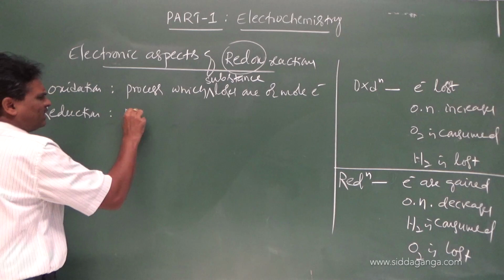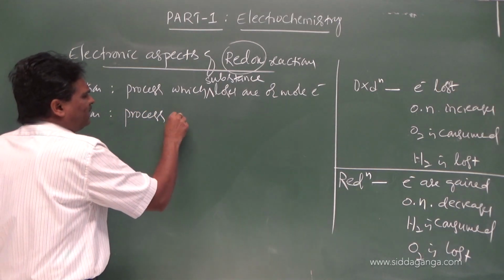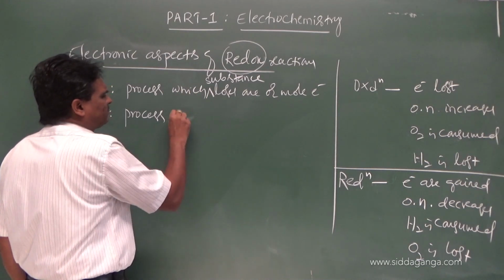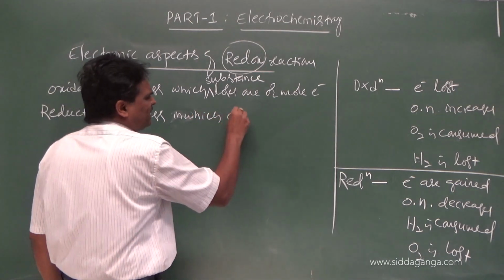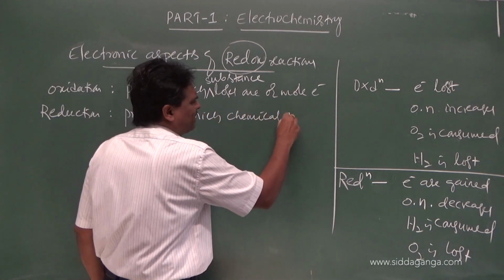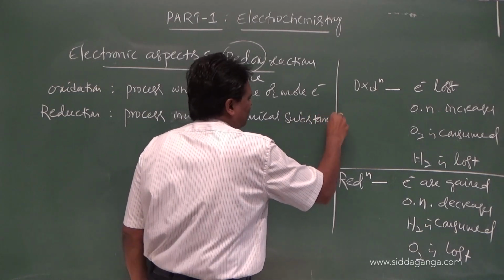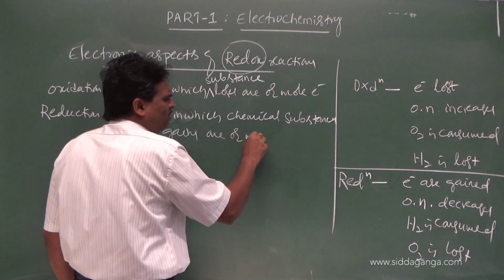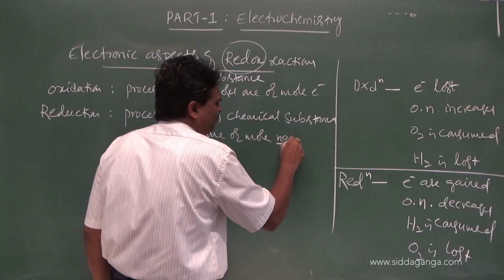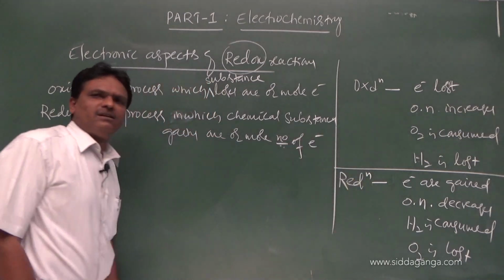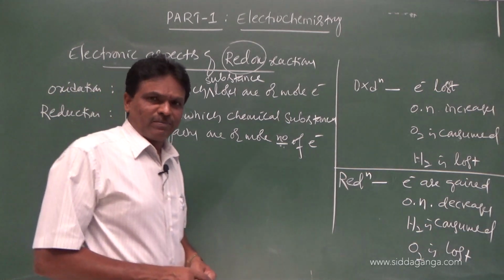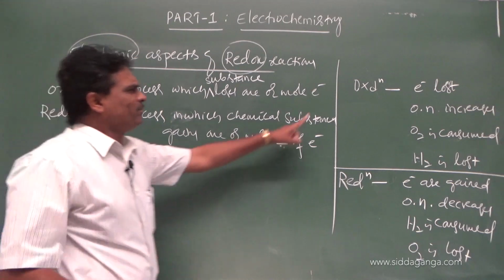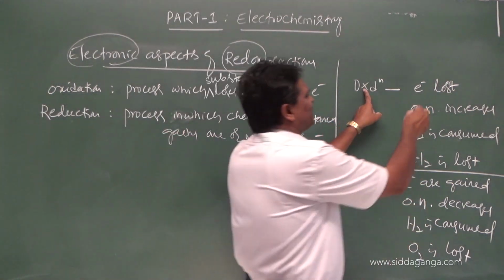Reduction is also a process in which the chemical substance gains one or more number of electrons. That is called reduction. So this is purely based on the electronic aspects. Oxidation is a process in which electrons are lost.